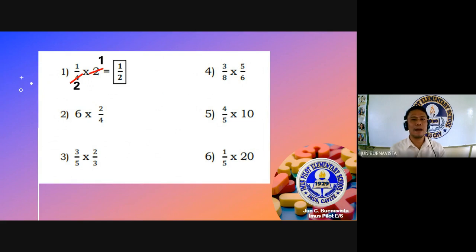So look at the numbers left. We have 1 times 1, copy 2. That is why the answer is 1/2. Just simply multiply the numerator by the whole number and copy the denominator.